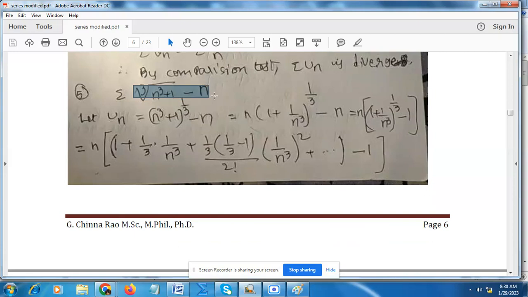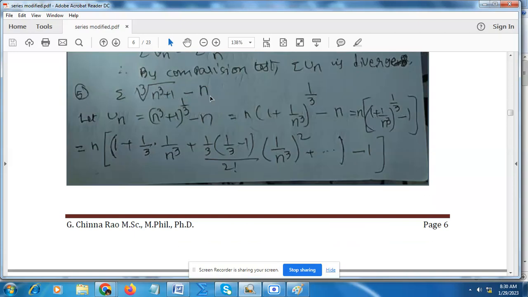Cube root of n cube plus 1 minus n. Okay, here we use the binomial theorem. N cube plus 1 whole power 1 by 3 minus n. That is, n cube taken out in this bracket, 1 plus 1 by n cube whole power 1 by 3, gets cancelled, n into 1 plus 1 by n cube whole power 1 by 3 minus n. Okay. Now n taken out for both the terms, 1 plus 1 by n cube whole power 1 by 3 minus 1. Okay.